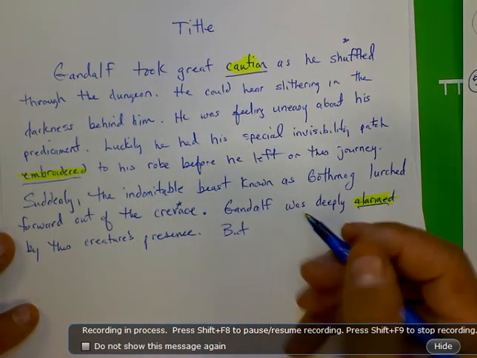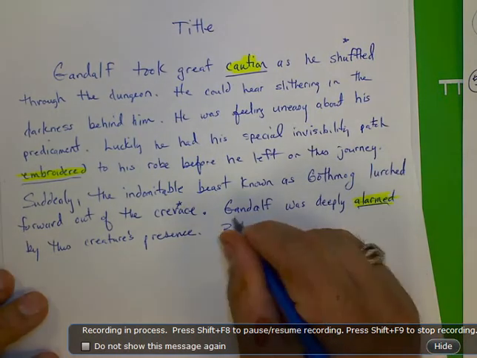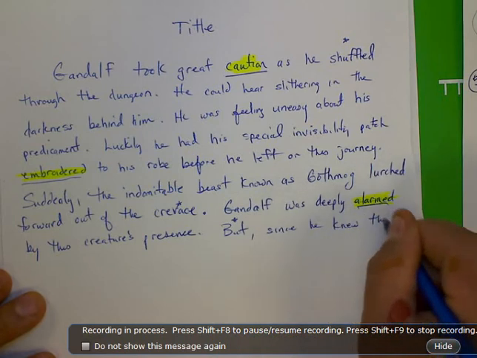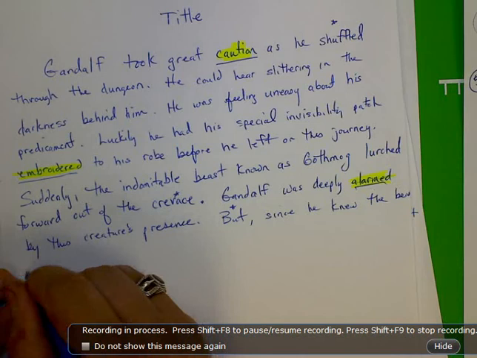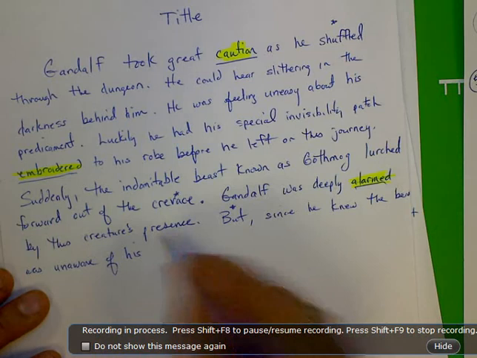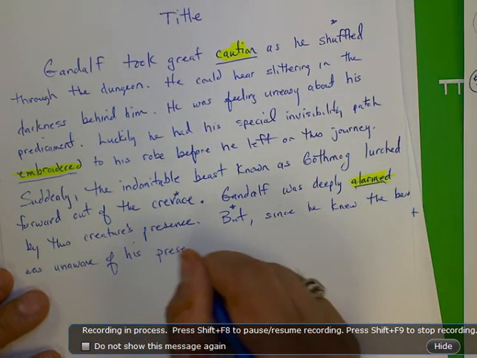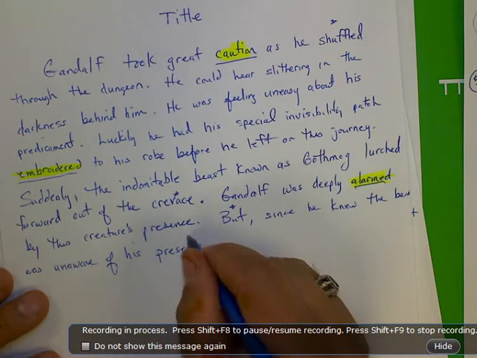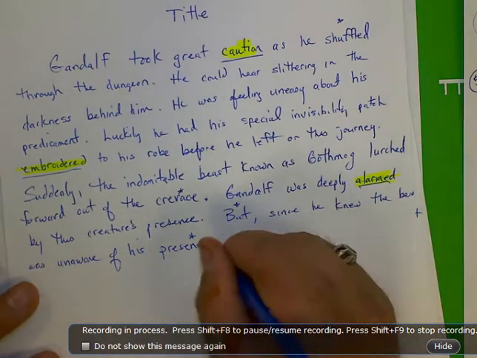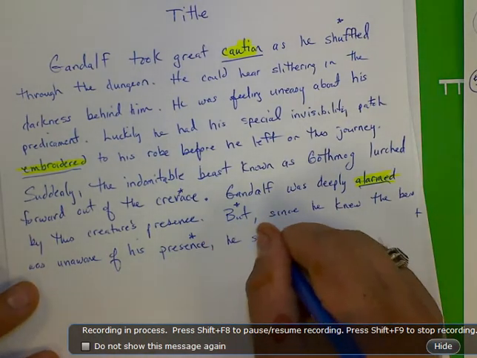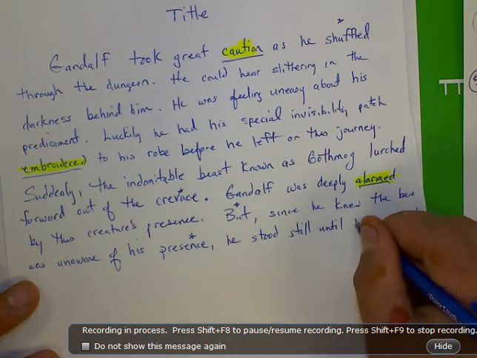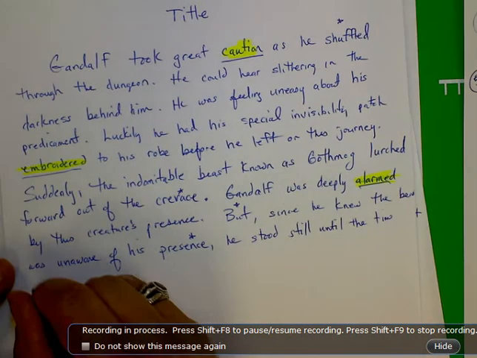But not a real good transition here. Think about that later. Since he knew the beast was unaware of his presence, I used presence already. Again, not worried about it the first time through. I can go back and change these little things later once I get my story done. But since he knew the beast was unaware of his presence, he stood still until the time was right.